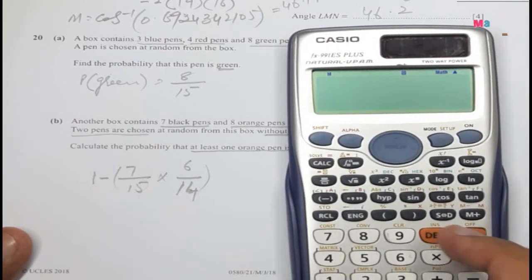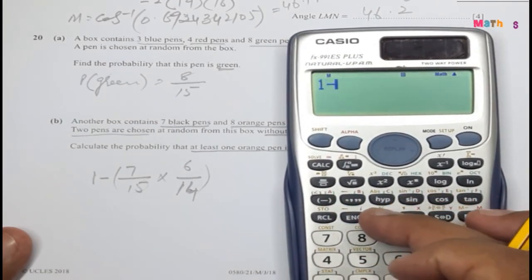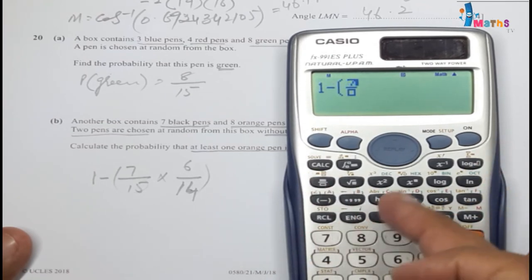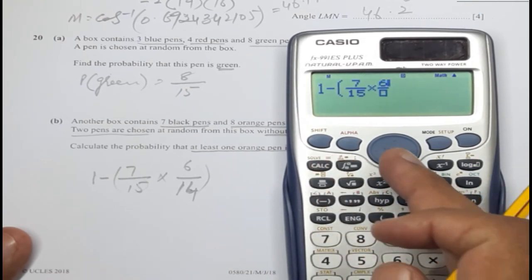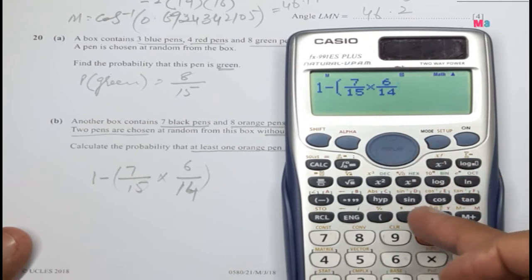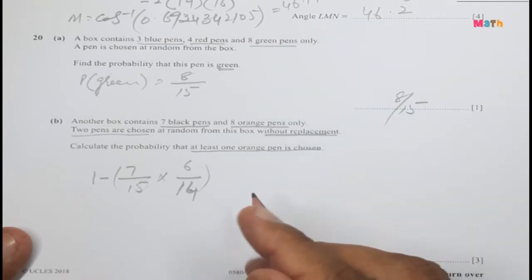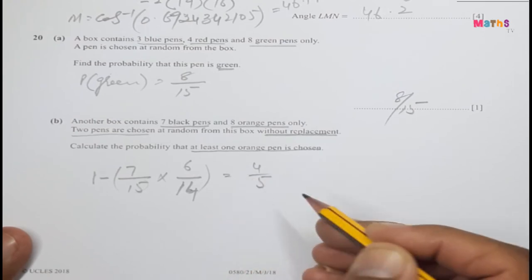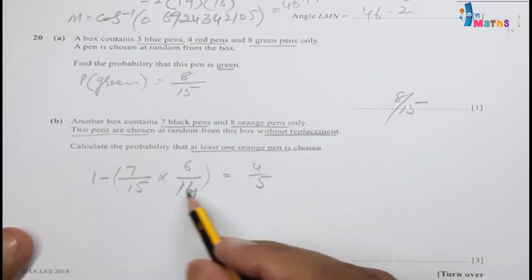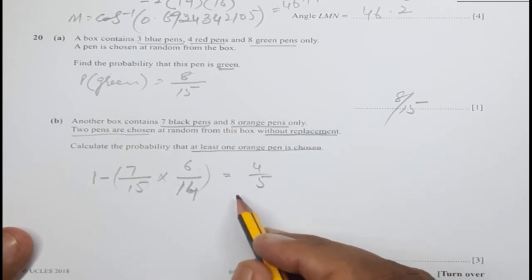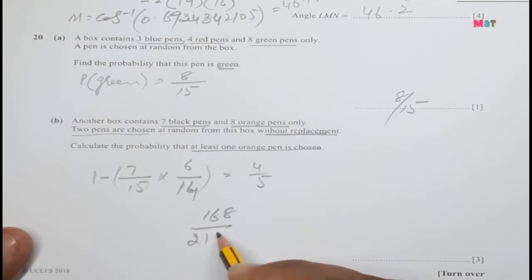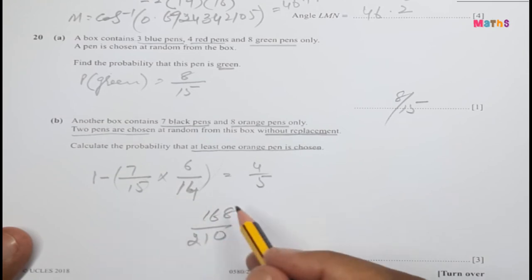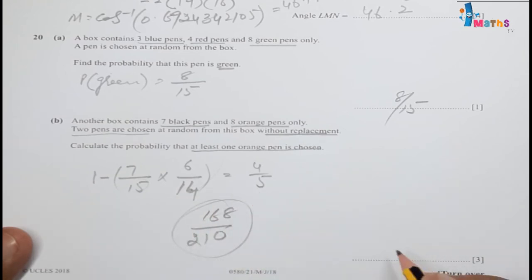So if we use a calculator, 1 minus 7 over 15 into 6 over 14, and this is equal to 4 over 5. We can write 4 over 5, or we can write the marking scheme answer, which is 168 over 210. If we solve this without simplification, we'll get this answer. So we can write 168 over 210.